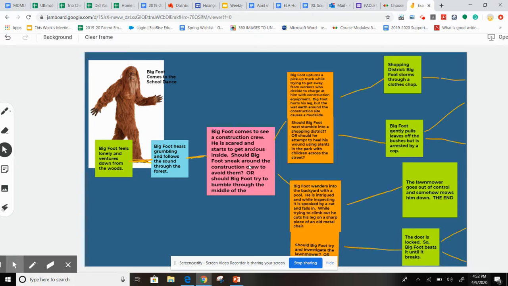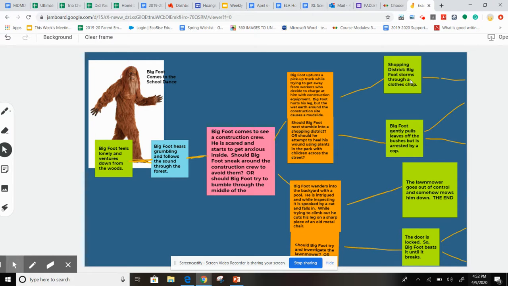So let's say he decides to sneak around. This is our first reader choice, by the way, in this particular story. That's why it doesn't branch out until right here. So he can upturn a truck while trying to get away from them, hurt his foot. But he does get away because there's like a mudslide. And then you have your next reader's choice. Should he enter a shopping district or try and heal his leg using plants he spies across the street at the playground? So you can break off into these two sections.